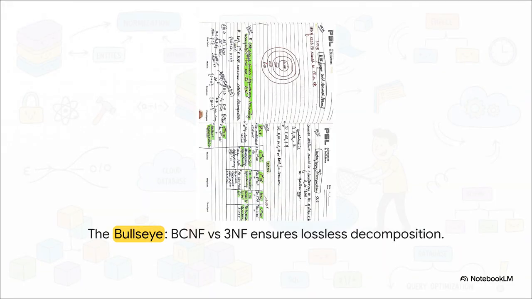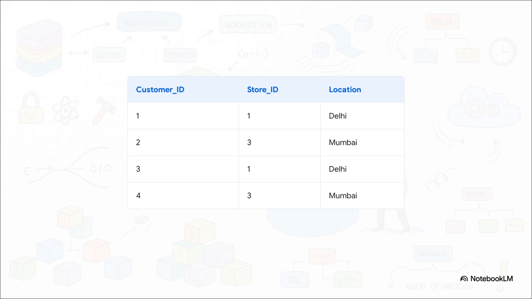These concentric circles brilliantly illustrate BCNF as the inner bullseye of data perfection. By the time you shrink your tables down to BCNF, you are ensuring what the notes call lossless decomposition. Basically meaning you've broken your tables apart to remove all that annoying redundancy, but you haven't lost a single drop of actual information. Let's look at the real villain of data redundancy straight from the notes.